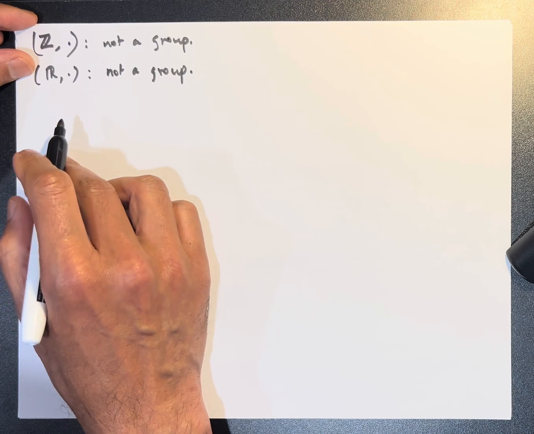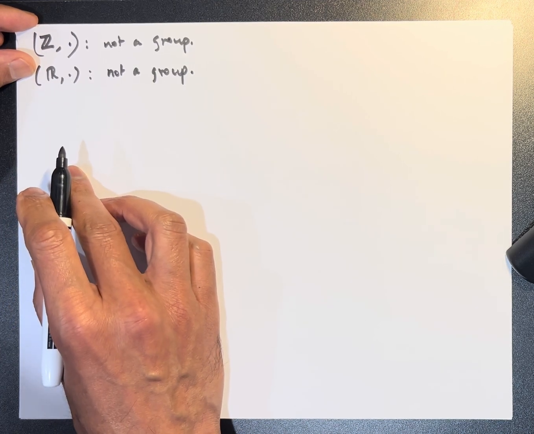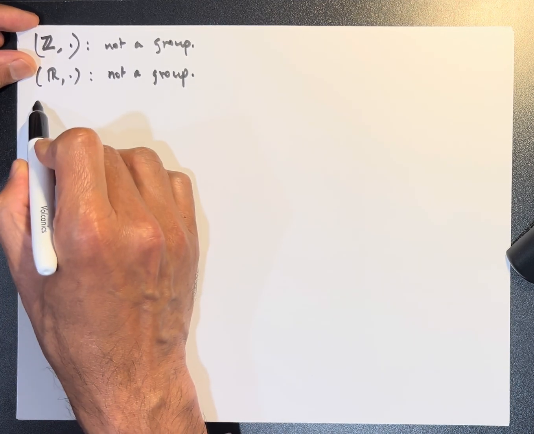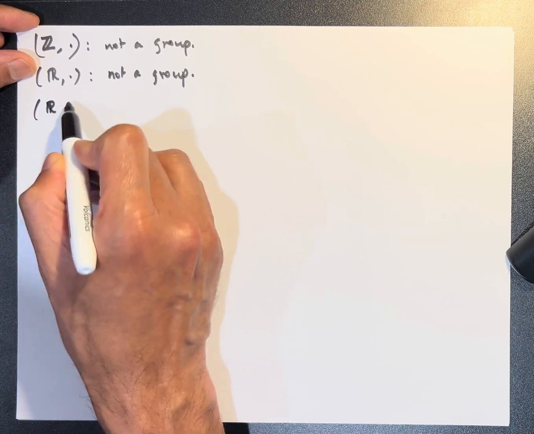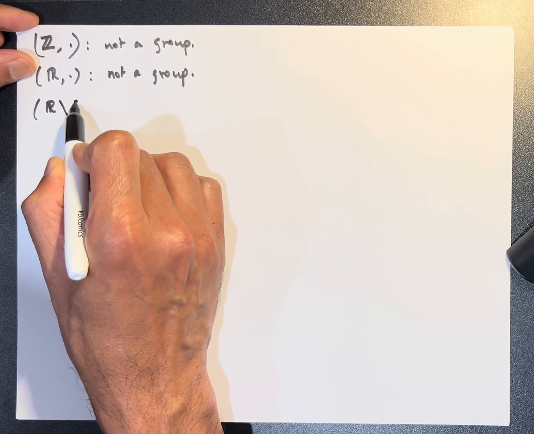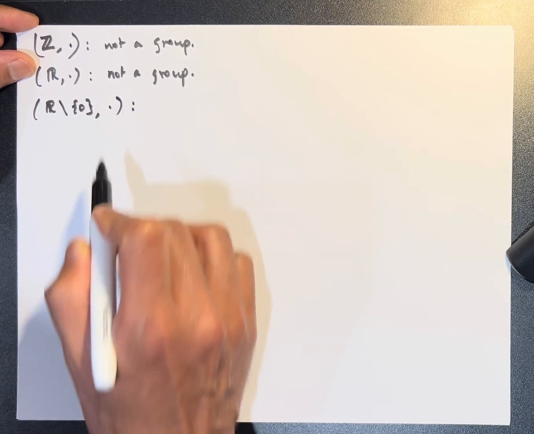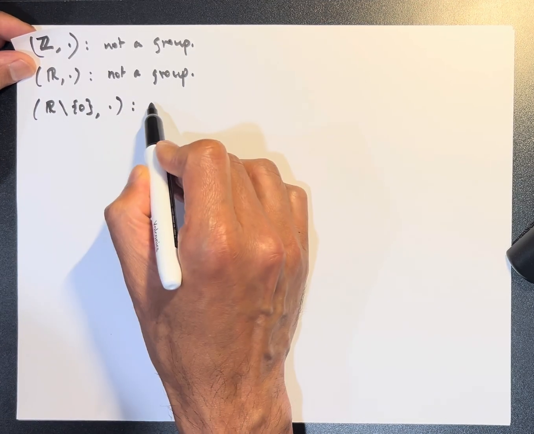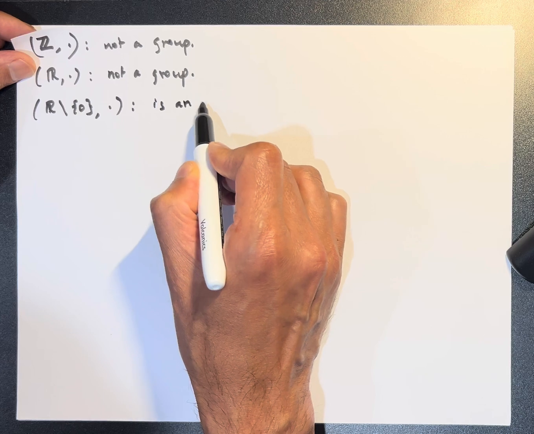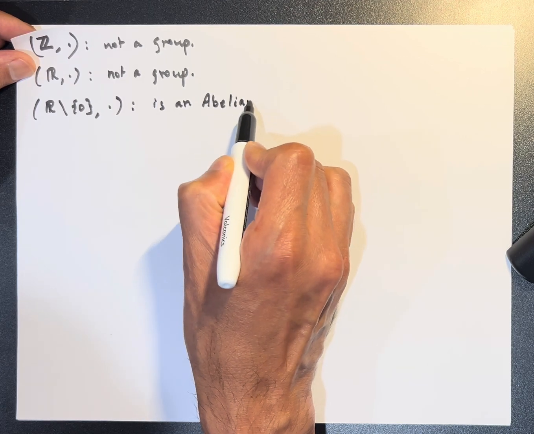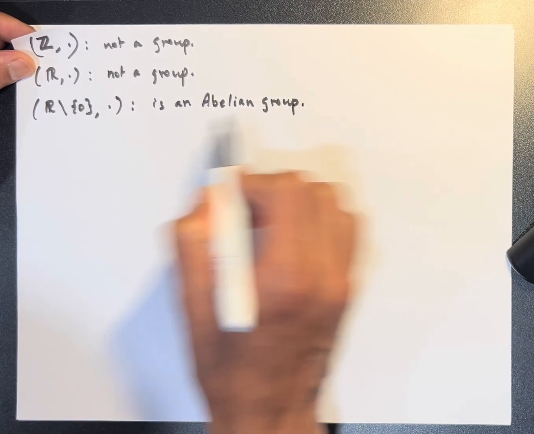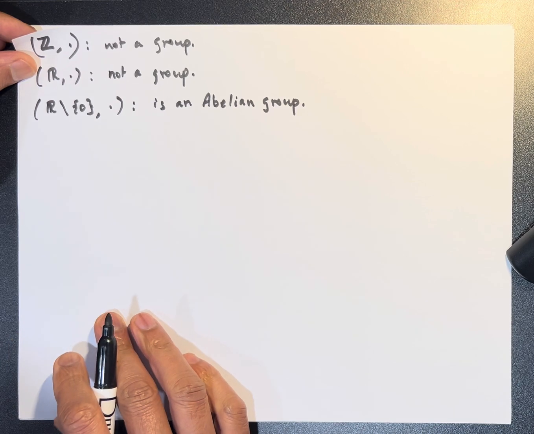Now, what do we do? We remove 0. So consider R without 0 with respect to multiplication. The operation is multiplication. This one is a group. It is in fact an abelian group, because multiplication is commutative. So that's easy.